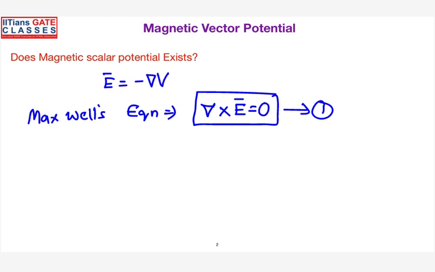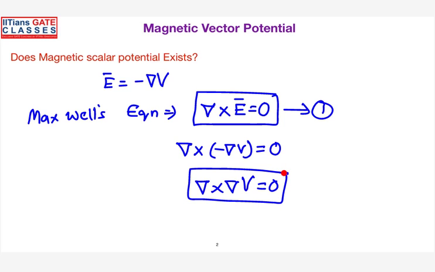So take it as equation 1. Let me replace the electric field intensity in terms of potential. What will happen? The curl of the negative of potential is equal to 0, which means the curl of the gradient of potential is equal to 0. This is what your vector identity also says. What does your vector identity say? The curl of a gradient is said to be 0.